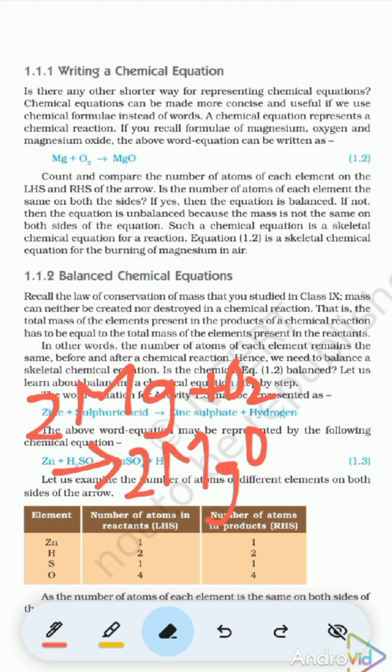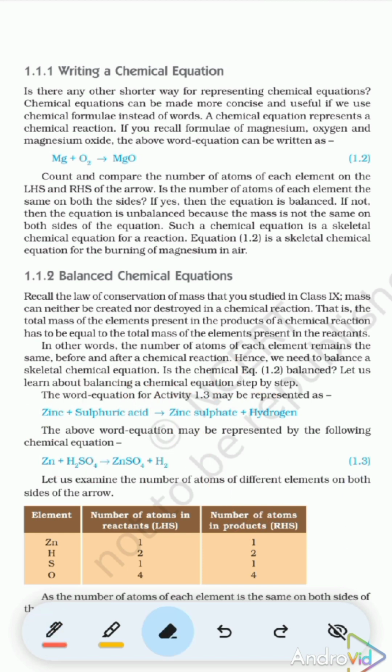Please note down: such a chemical equation is a skeletal chemical equation for a reaction, and equation 1.2 is a skeletal chemical equation, whereas what I have shown you now is the balanced chemical equation, which we are going to study next. So next is 1.1.2, balanced chemical equations.